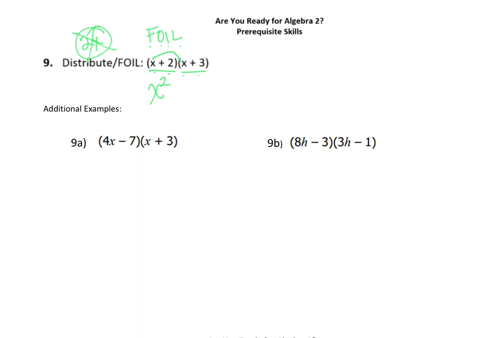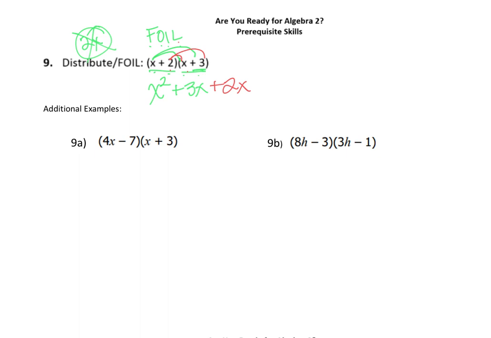And then we're doing our outsides, x times positive 3. Now watch your signs. That's positive. That 3 is a regular number. It's a coefficient. It's going to go in front of that x. That was our O, outer. And then we're going to multiply our insides, 2 and x. Okay, 2 times x is positive 2x. And then last in each set of parentheses would be positive 2 times positive 3.